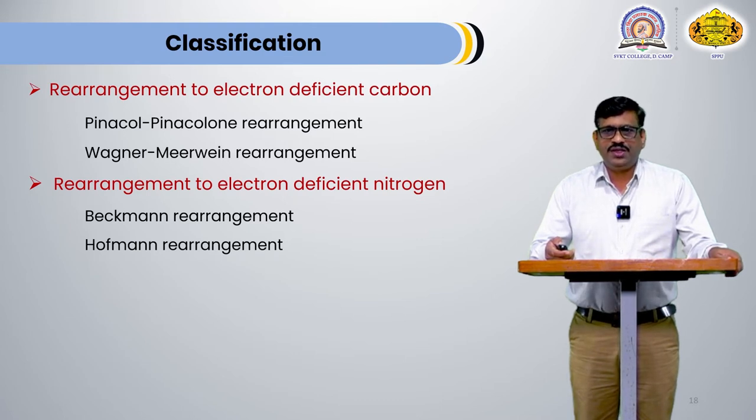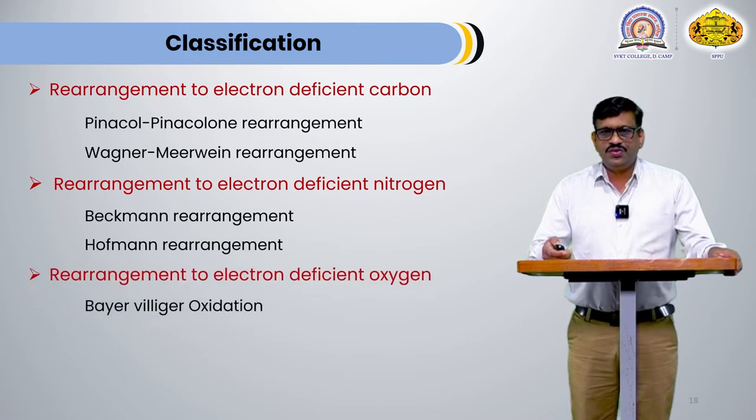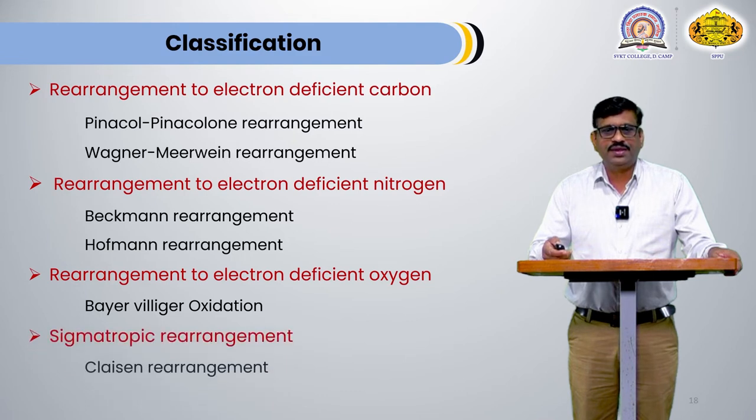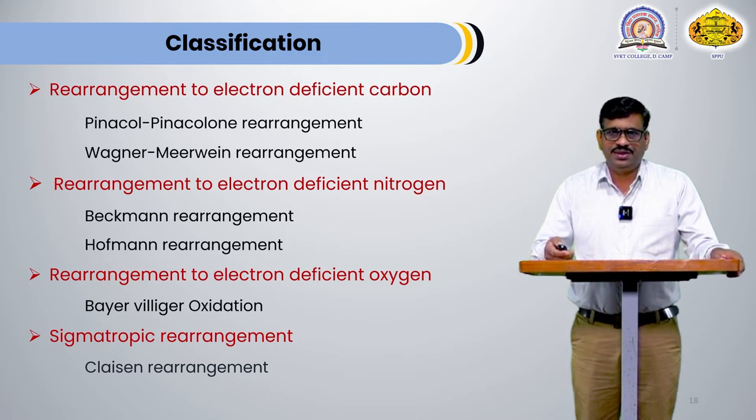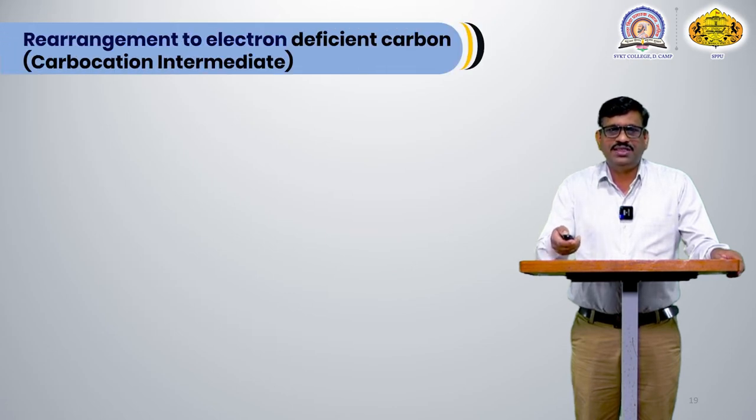Then rearrangement to electron deficient nitrogen. In this case, a nitrene intermediate is formed. Examples are the Beckmann rearrangement and the Hofmann rearrangement. These are the rearrangements which involve electron deficient nitrogen. Then rearrangement to electron deficient oxygen. Generally an oxonium ion is the intermediate in this rearrangement reaction. An example is the Baeyer-Villiger oxidation reaction. Then sigmatropic rearrangement. In sigmatropic rearrangement, simultaneous bond formation and bond breaking take place, and the example is the Claisen rearrangement. We are going to see all these reactions in detail.